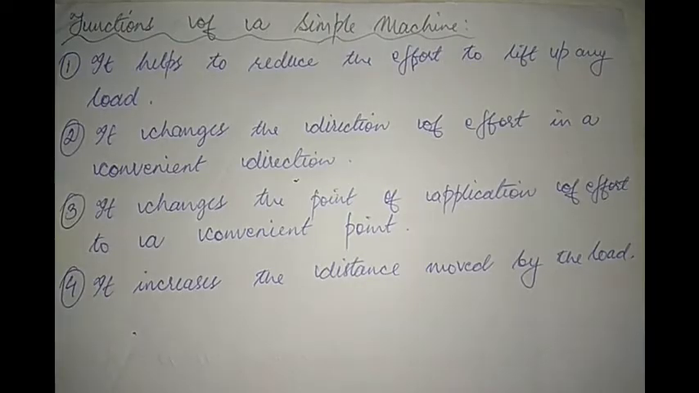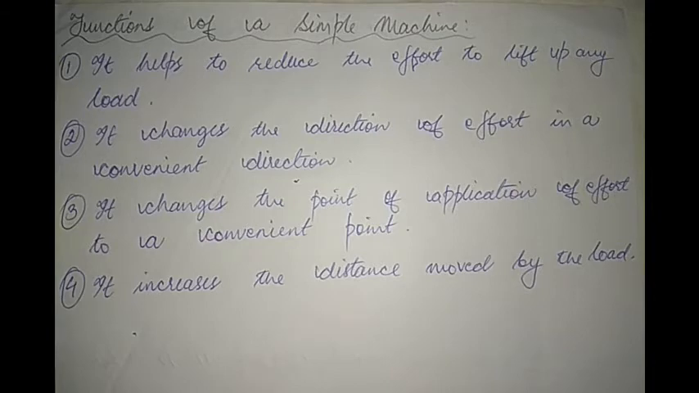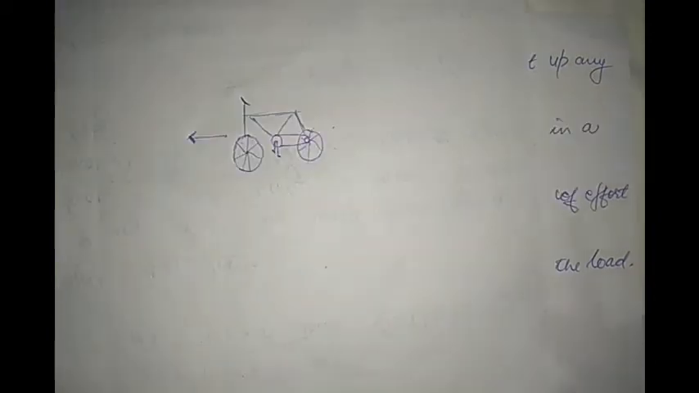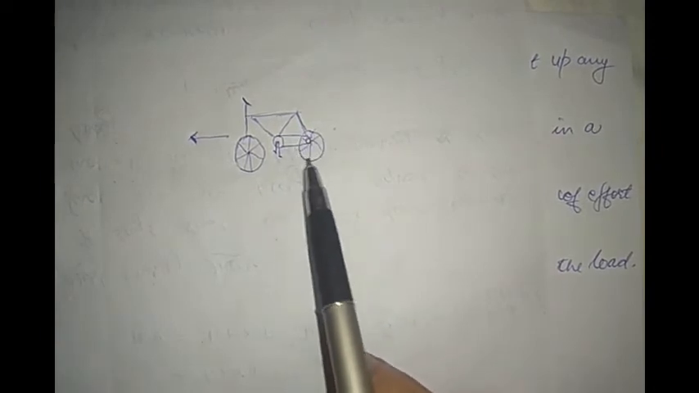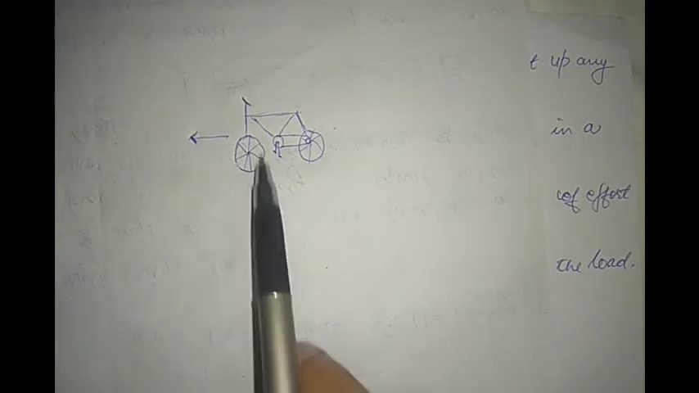The third function is that it changes the point of application of effort to a convenient point. Now, in order to understand the third point, you have to imagine riding a bicycle. Now, here is a crude picture of a bicycle that I've made. So, in order to make the bicycle move in the forward direction, we need to make the rear wheel rotate. Now, once the rear wheel starts rotating, the wheel to the front also starts rotating all by itself.